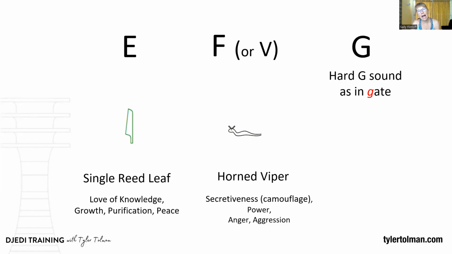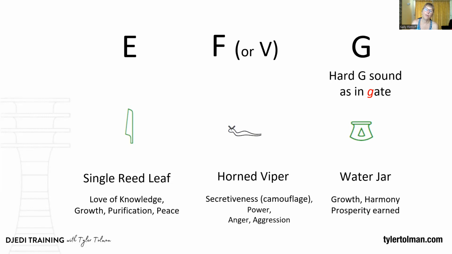G, this is a hard G sound, as in the word gate. It's represented by a water jar, which is green. Sometimes this, in a sort of triangle shape, is blue. And it represents growth, harmony, and prosperity that has been earned rather than inherited.